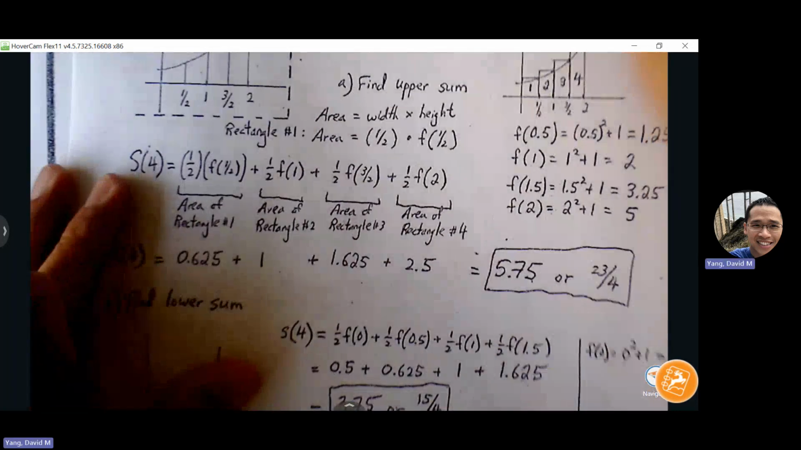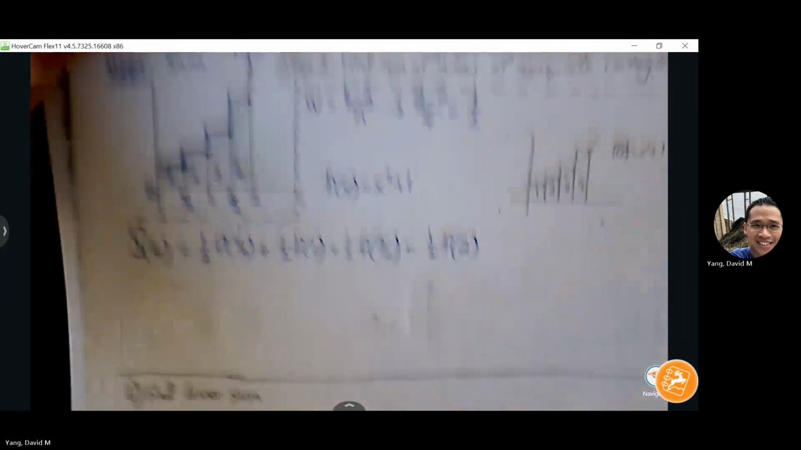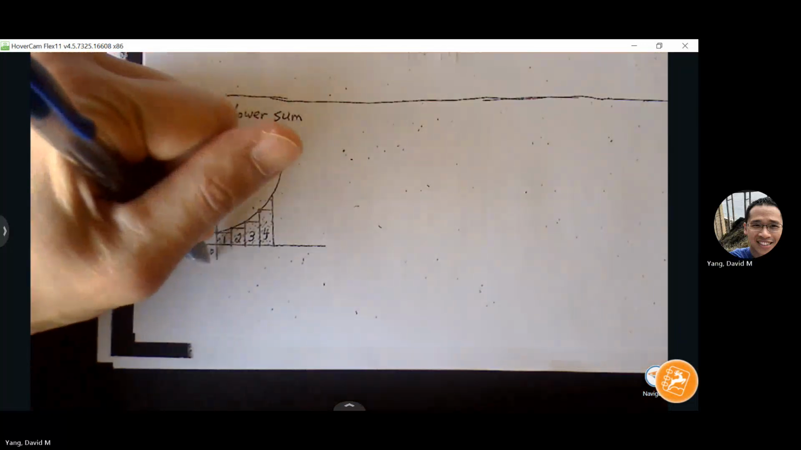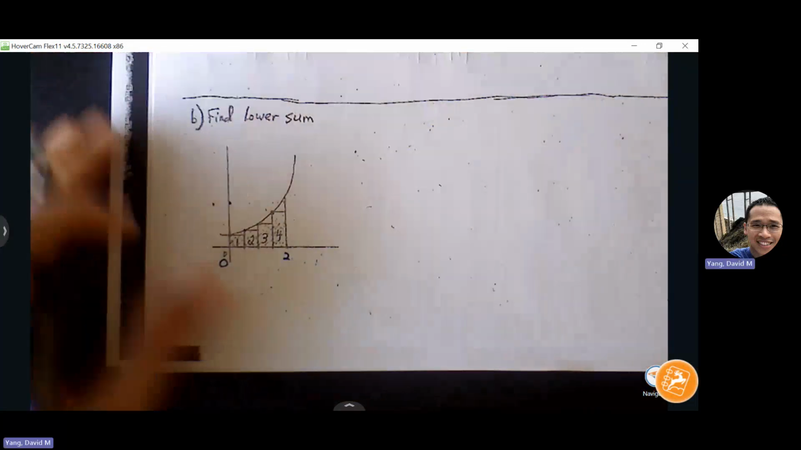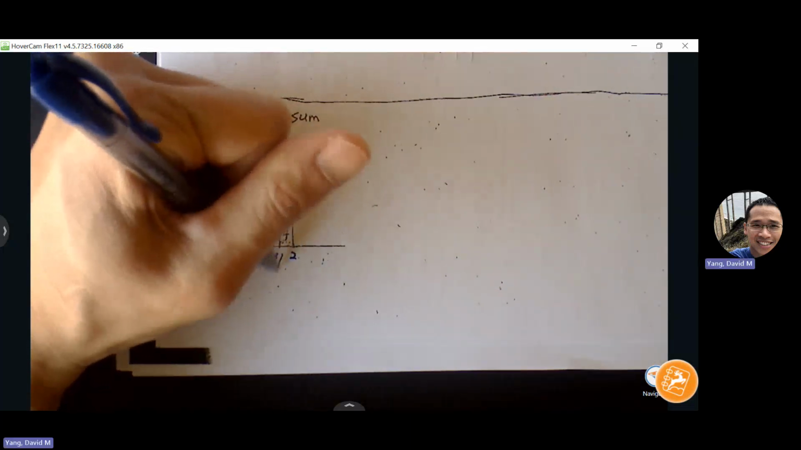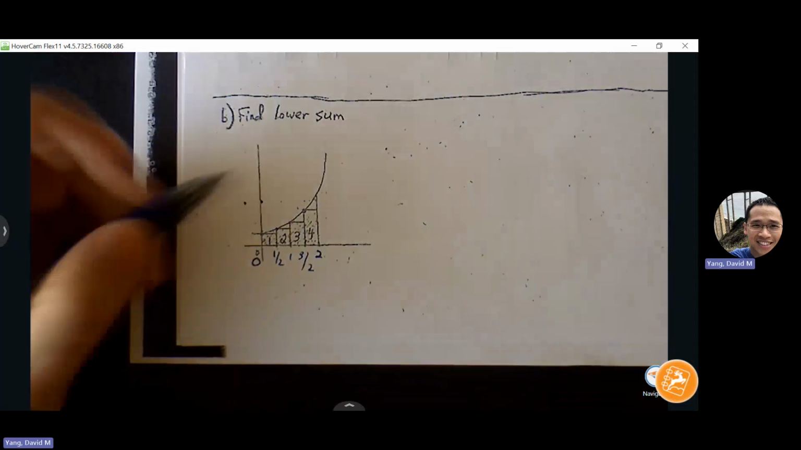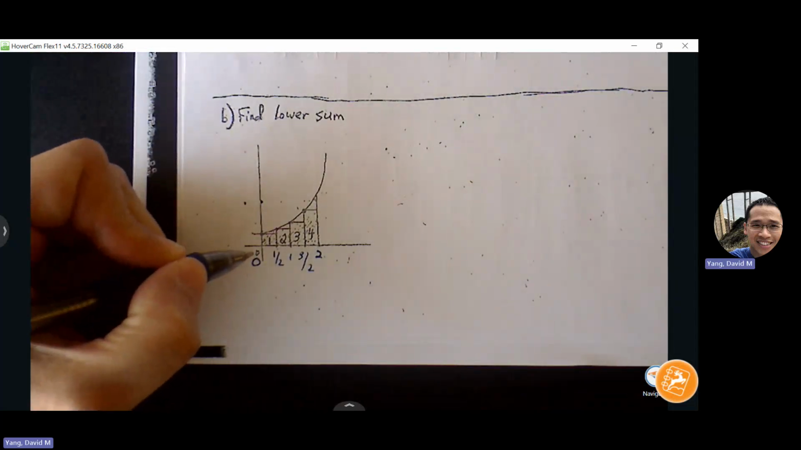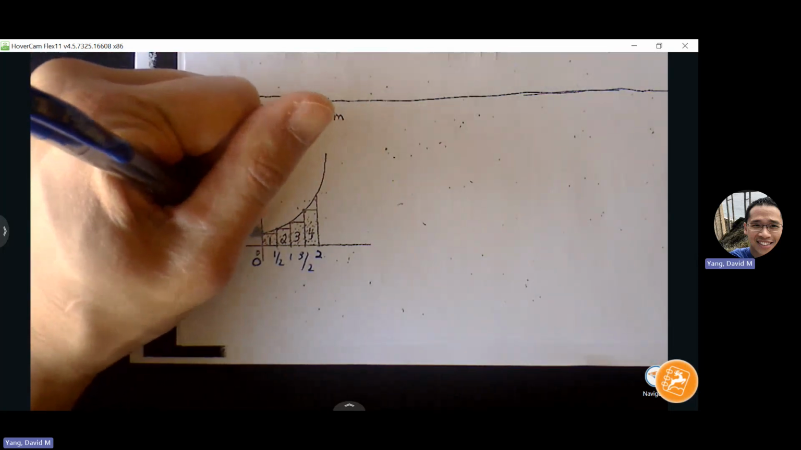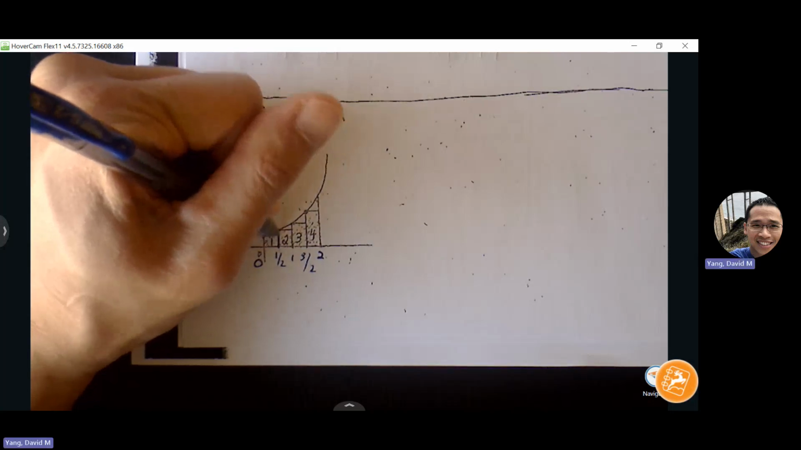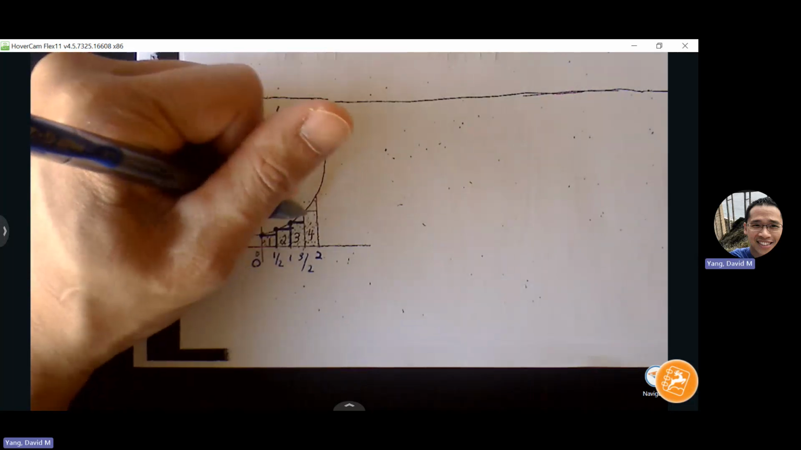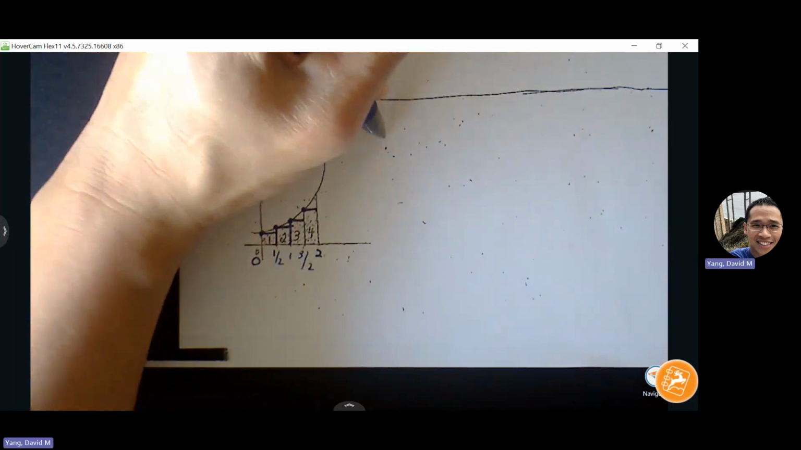Okay, so part B, finding the lower sum. Again, we're going from 0 to 2. Our intervals are all the same, right? 1/2, 1, and 3/2. But now we're purposely choosing the lower height of each subinterval to represent the height of each rectangle. So here, between 0 and 1/2, we're going to choose 0. Between 1/2 and 1, we'll choose 1/2. Between 1 and 3/2, we'll choose 1. Between 3/2 and 2, we'll choose 3/2. So lower sum.